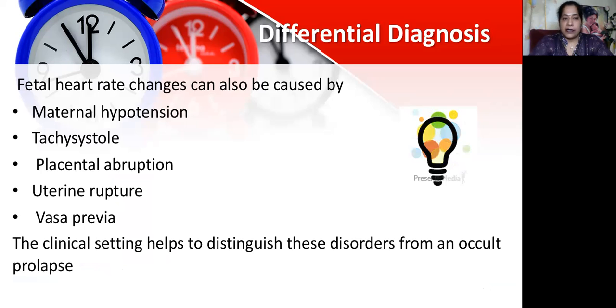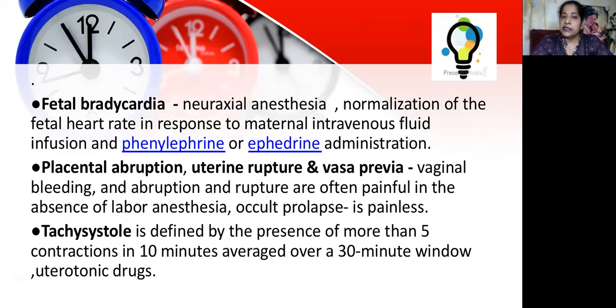The differential diagnosis. Fetal heart rate changes can also be caused by various conditions, and those conditions also need to be ruled out, like sudden maternal hypotension, tachysystole, placental abruption, uterine rupture, and vasa previa. The clinical setting helps in distinguishing these disorders from an occult cord prolapse.